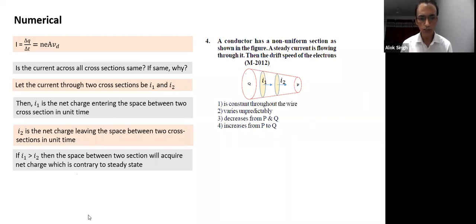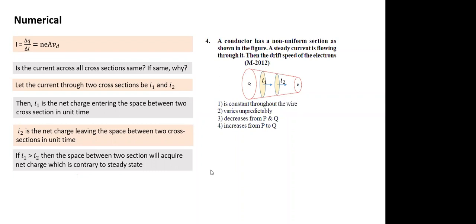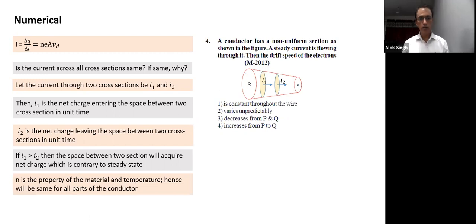Does it answer your question or something else as well? Yes, sir. It answers. Okay, so let's move on. n is a property of the material and temperature, hence it will be the same for all parts of the conductor. Only the temperature changes. If some part has a different temperature, the n value might be different. As long as temperature and material are the same, the number of free electrons per unit volume will remain constant.